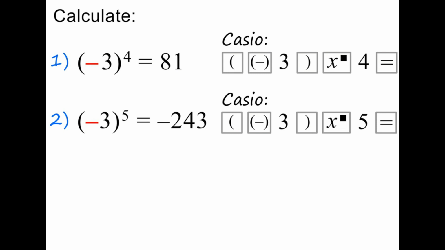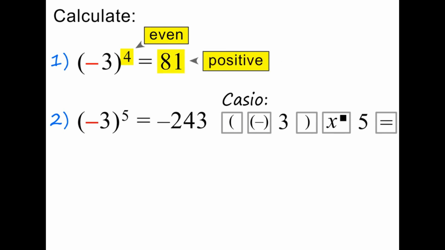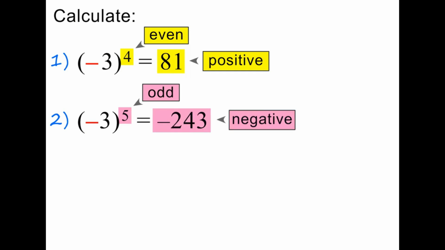Please note, both of these powers have a negative base. In the first power, the negative base is raised to an even exponent. When this is the case, the answer will always be positive. And in the second power, the negative base is raised to an odd exponent. Whenever this is the case, the answer will always be negative. In the next example, we have a negative base raised to an even exponent. And because we have an even exponent, the answer will be positive.